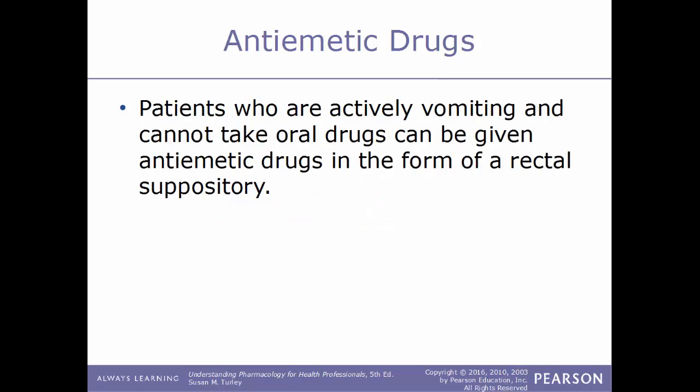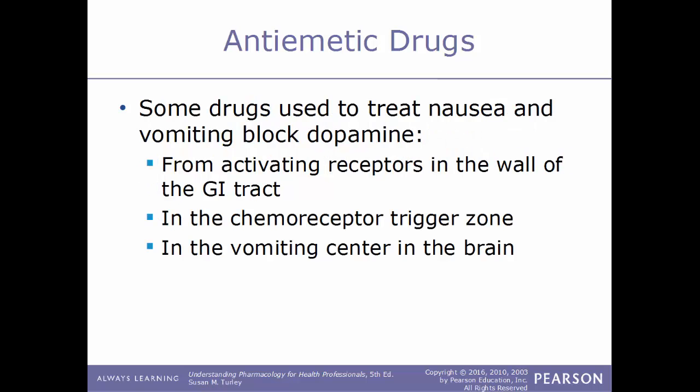Now, patients who are actively vomiting and cannot take oral drugs can be given an antiemetic drug in the form of a rectal suppository. And some drugs that are used to treat nausea and vomiting actually work because they block dopamine. They block dopamine from activating receptors within the wall of the GI tract, or they can block dopamine in the chemoreceptor trigger zone, or they can block dopamine in the vomiting center of the brain.